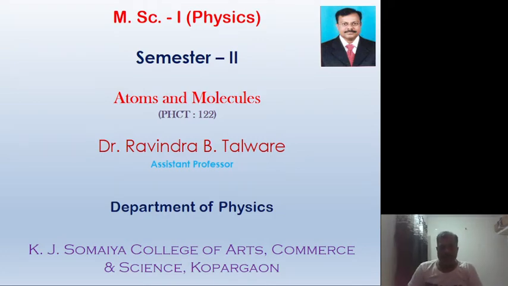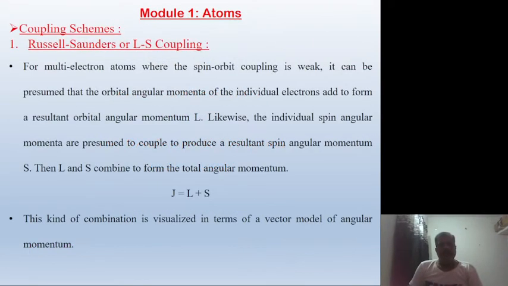Now we have to discuss today the coupling schemes. There are two types of coupling scheme. First one is LS coupling and second one is JJ coupling. First one is LS coupling. LS coupling means Russell-Saunders coupling.